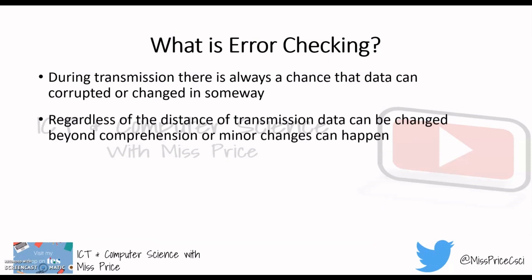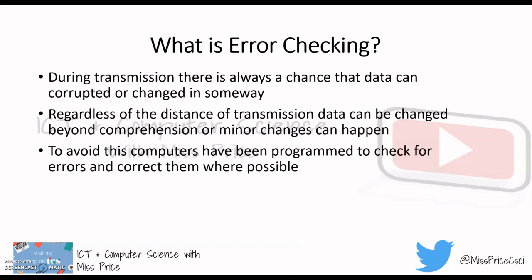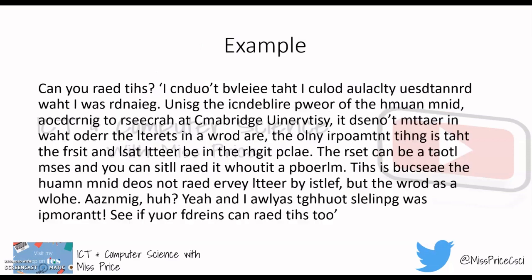Regardless of the distance of the transmission, whether the data is coming from your memory stick or going through a USB cable to the printer, or even being sent from the UK to Australia, we need to make sure that the data should not be changed beyond comprehension. Even though minor changes can happen, we want to make sure that they simply don't. To avoid this, computers have been programmed to check for a number of errors and correct them where possible. Minor changes that can happen, for example, are that words can be jumbled up.